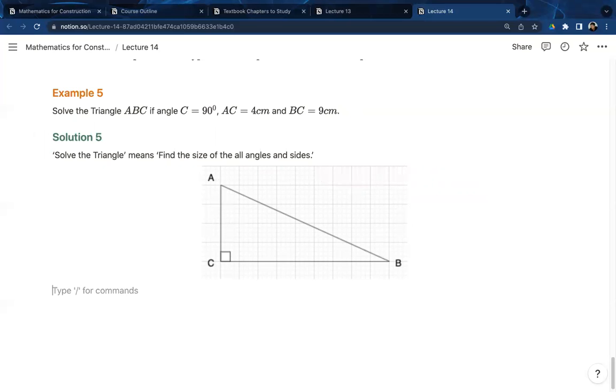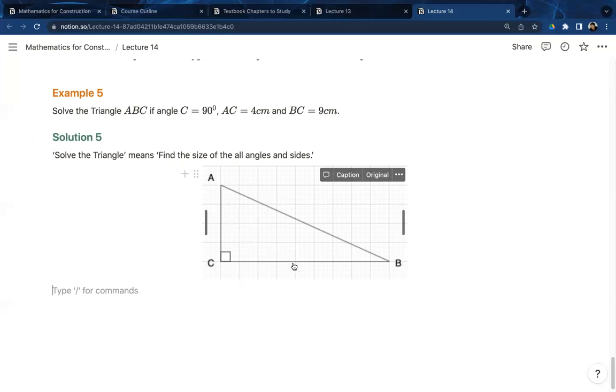How are you gonna solve this, right? Now, with one angle, you can't find the other angles miraculously. You got to use the sides. So I have 4 and 9, right? 4 is this side here and 9 is this side here. If I want to find the angle at B, then the opposite to B is AC, which is 4. So then I know opposite and adjacent.